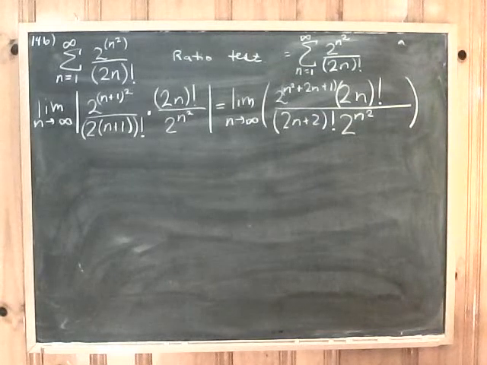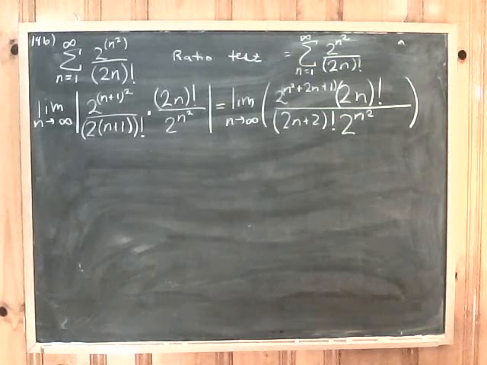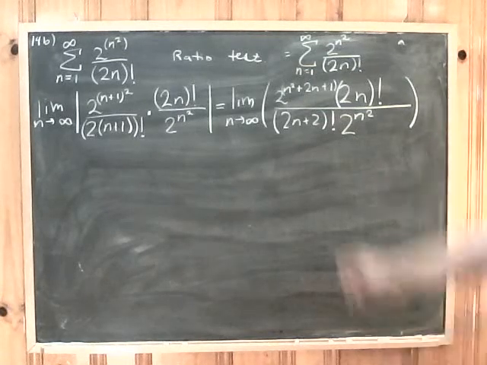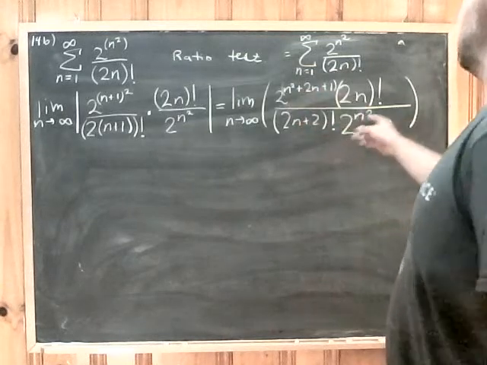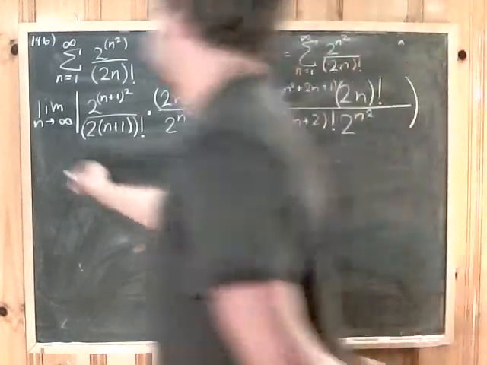Alright, so now I have some things I can cancel, since I'll try to cancel some of the powers and some of the factorials. For the powers, this is n squared plus 2n plus 1 and n squared. So the 2 to the n squareds cancel. And I'm left with just 2 to the 2n plus 1.